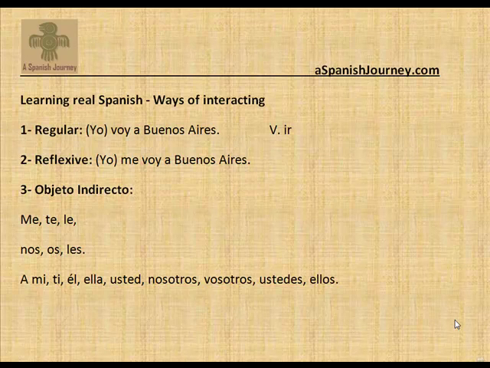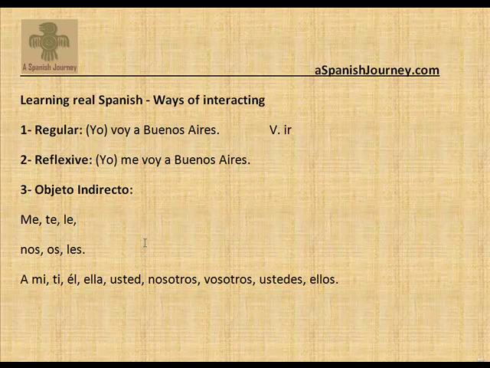The third way of interacting in Spanish would be by using the indirect object pronoun. The indirect object pronoun usually means in English "to" or "for," okay, and you can apply it to one person. So if I want to say "to me" or "for me," I would say me. And if you want to say "to you" or "for you," you would say te; "to him" or "for him," or "to her" or "for her," you would say le, and so on. This is for us, this is for you plural in Spain, this is for you plural and they.